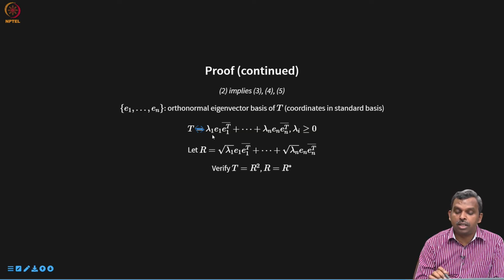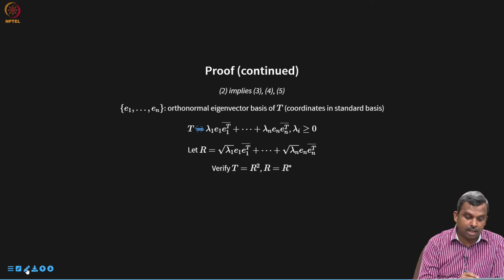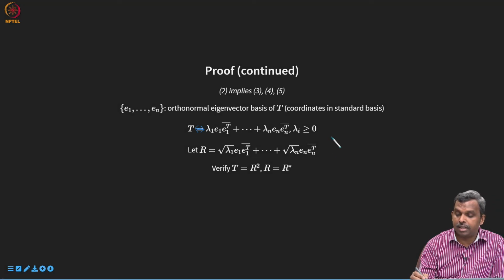So T, first of all, is self-adjoint. T has a square root. Square root is also positive, right? Square root is positive. You can check that. Okay, so you need to check that R is positive. Okay, I will leave that as an exercise.